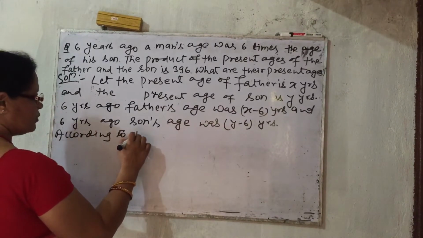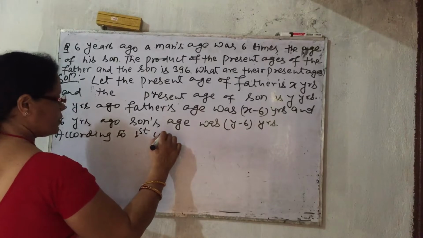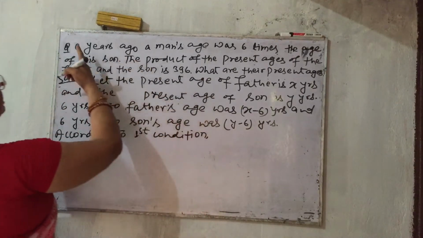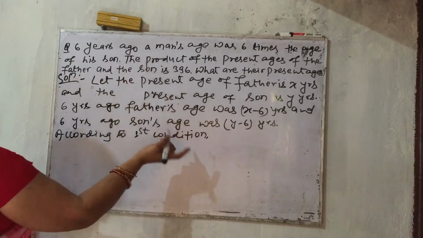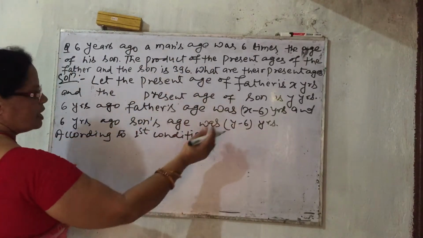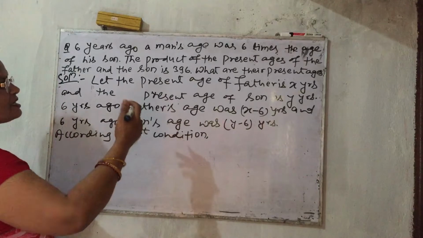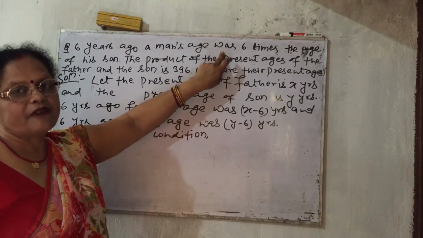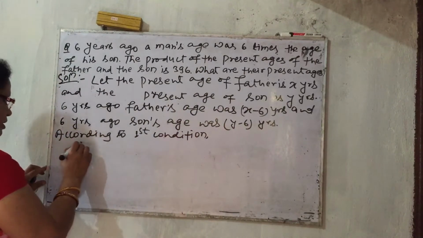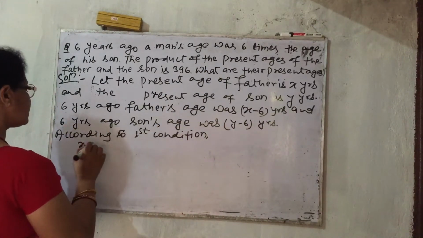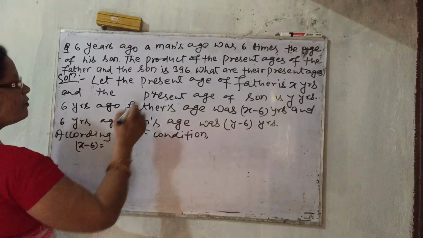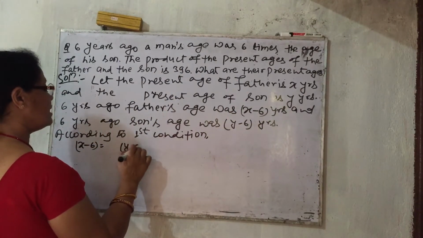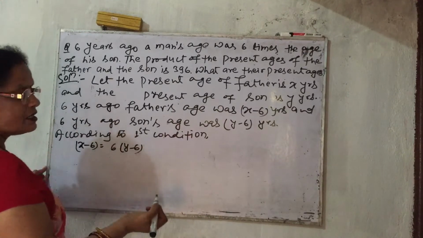Now we can write according to the first condition, or according to the question. What is given in the first condition? 6 years ago a man's age was, that means the father's age was, x minus 6. The father was 6 times the son's age, meaning 6 times y minus 6.